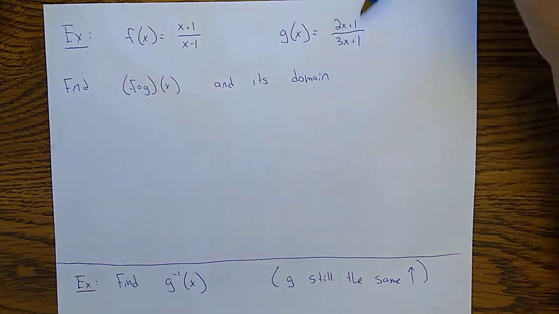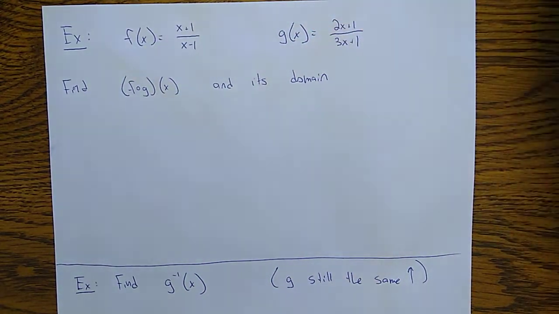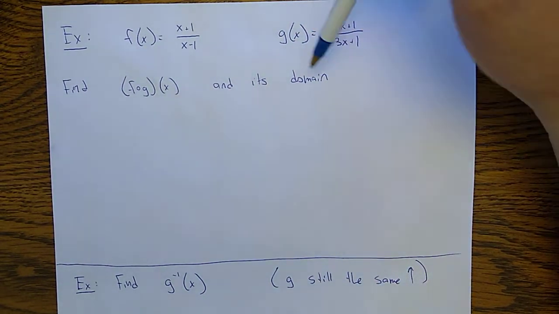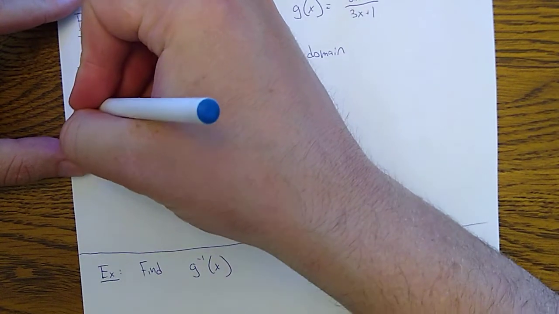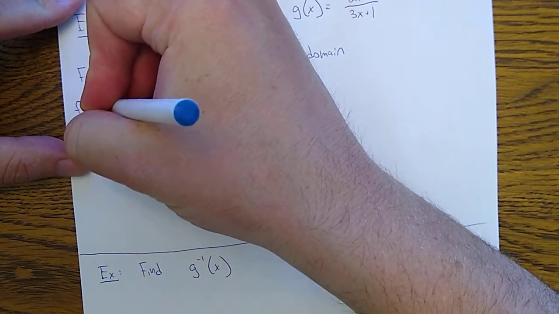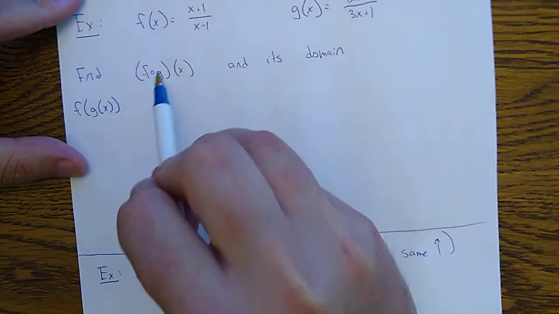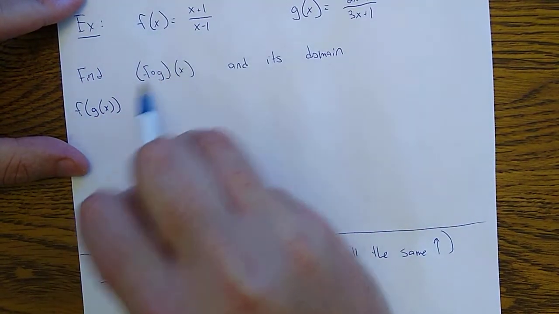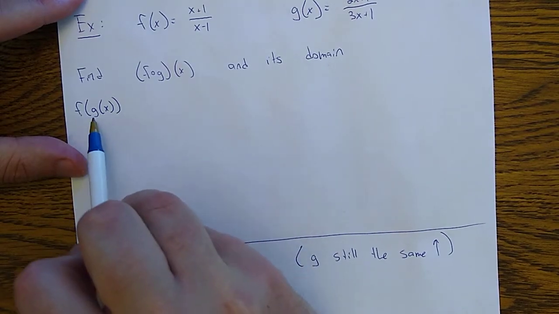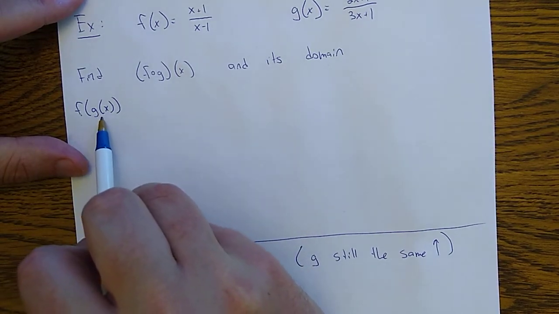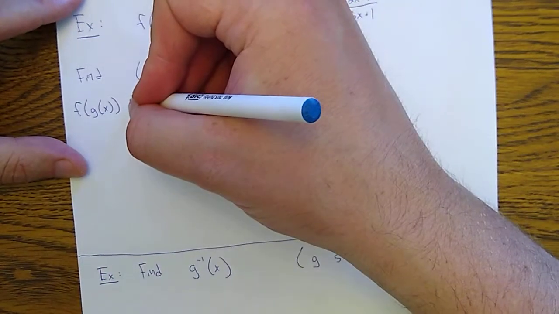So I have two functions, f and g, and let's just find f of g of x and its domain. First of all, this and this are the same thing. It's just two different notations. I like this notation a little bit better because this reminds me that I'm plugging g of x inside f of x.